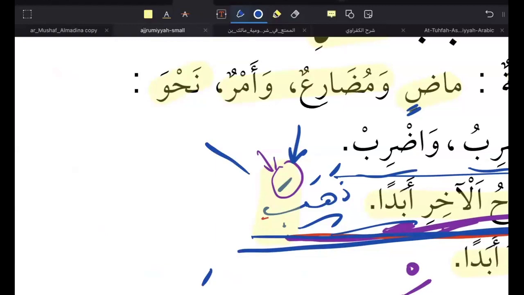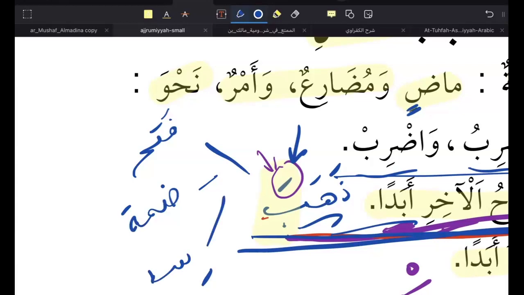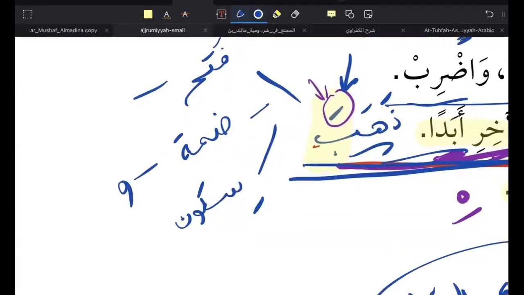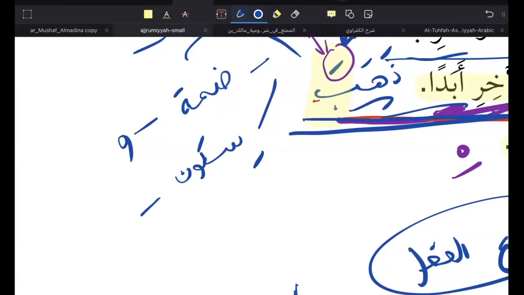So it can be mabni on fatha, it can be mabni on dhamma, or it can be mabni on sukun. It is mabni on dhamma when you have waw al-jama'a. It is mabni on sukun with ta al-fa'il, for example, dhahabtu. You see, this sukun is coming.